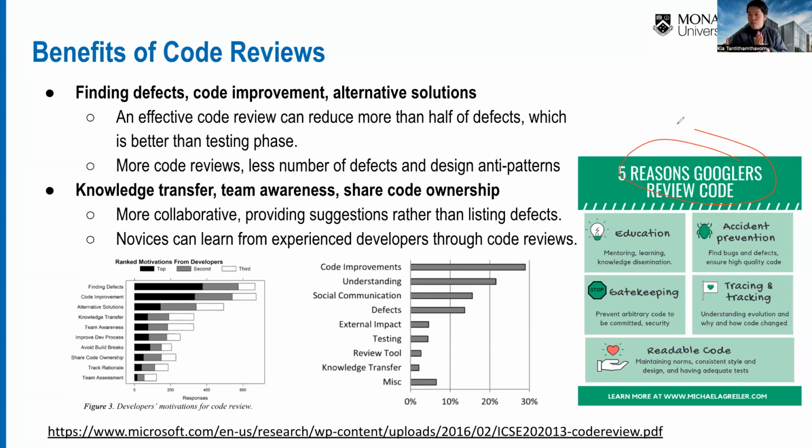These are the five reasons why Google uses code review actively. First is about education, mentoring, learning, knowledge dissemination. Second is about accident prevention. You can find bugs, find defects, and ensure high quality of the code. It can act as gatekeeping as well. It can prevent arbitrary code from being committed, or security issues, right? It can track the bugs, how the code is changed. Everyone is aware of it, okay? And the code is more readable as well.